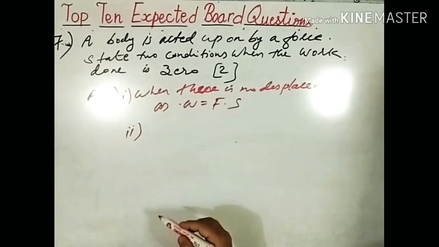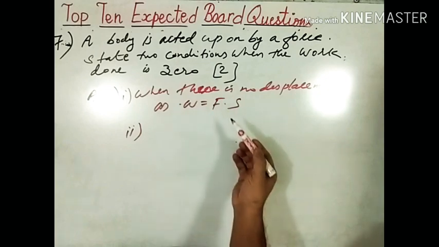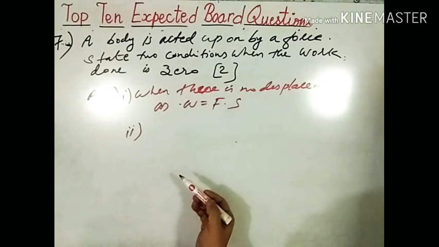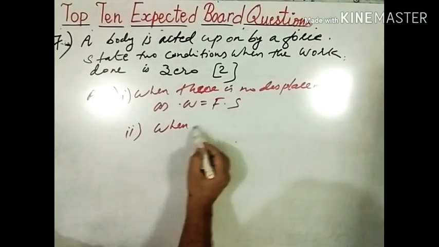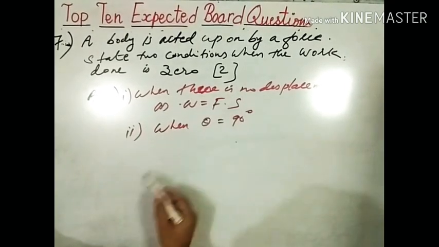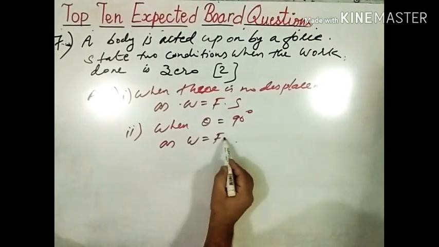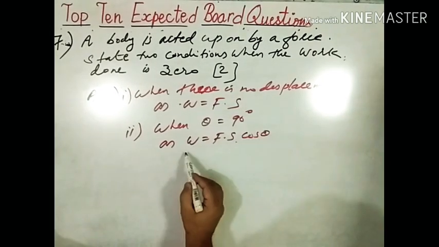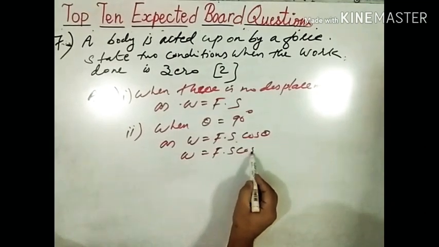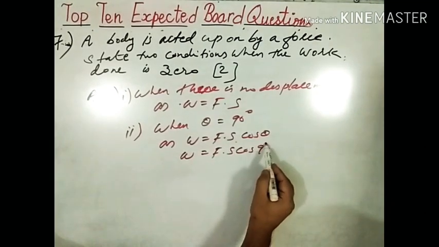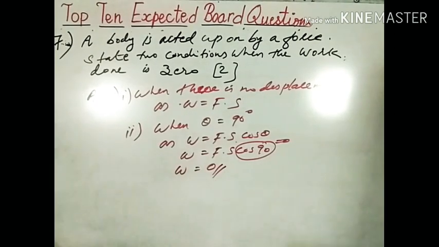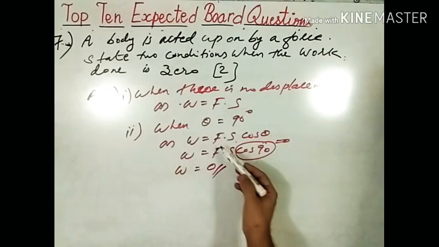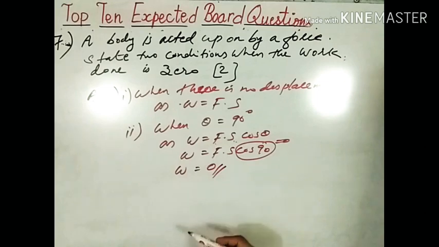Okay. So what is the second condition? Work done can be 0 when the displacement is 0, or when the angle between force and displacement is 90 degree. When theta is equal to 90 degree, because W is equal to Fs cos theta, W is equal to Fs cos 90. The value of cos 90 is 0, right? So I can write W is equal to 0. So the work done can be 0 when either the displacement is 0 or the angle between force and displacement is 90 degree. All right?